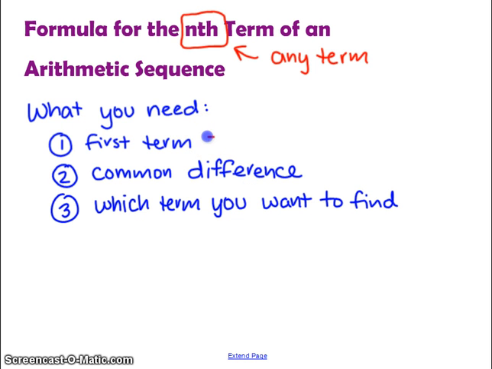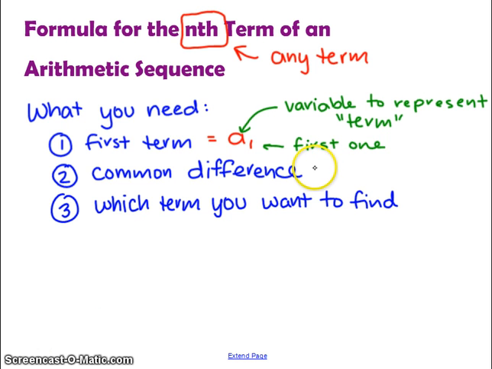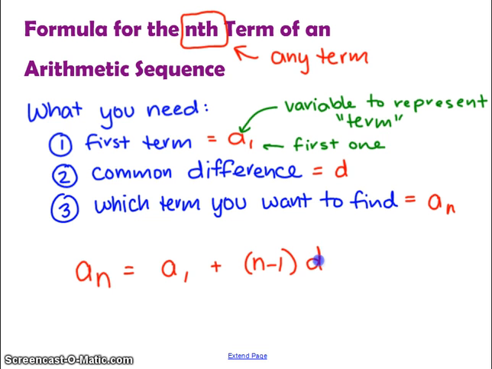So we're going to call the first term of an arithmetic sequence a sub 1. So a is a term, and 1 is the first one. We'll call the common difference d, like we've been doing. And then the term that we want to find is going to be a sub n. So n is going to be whatever we say, 11 or 23 or 117 or 56 or whatever. And so our formula is going to be that a sub n is always going to be the first term, a sub 1, and then we're going to add n minus 1 times the difference.